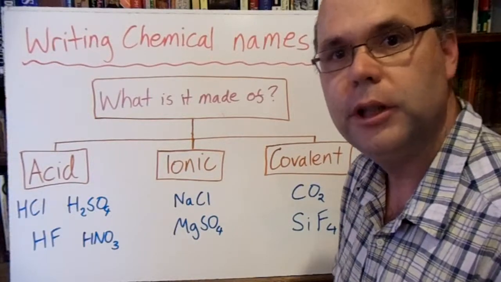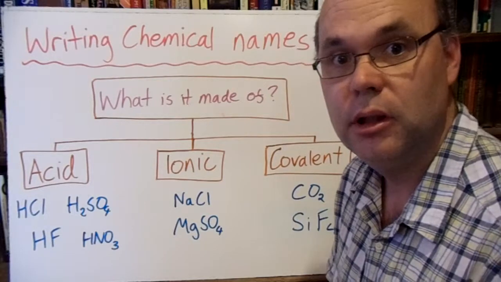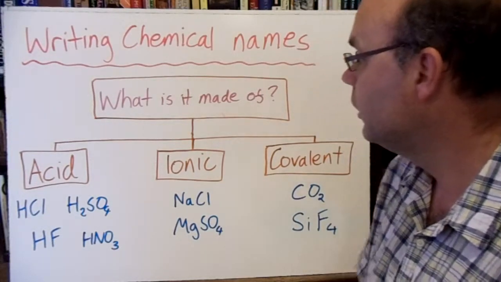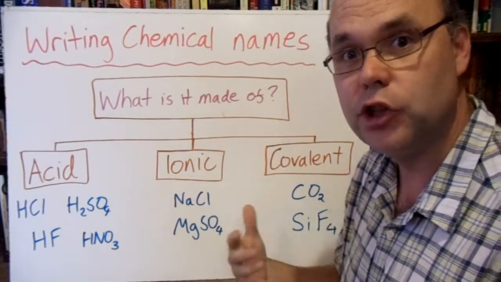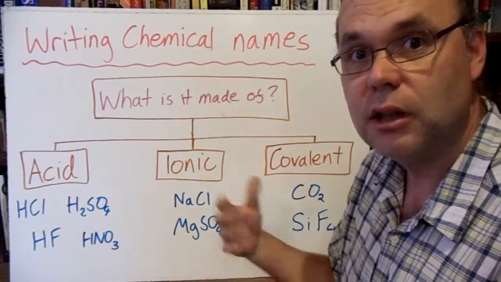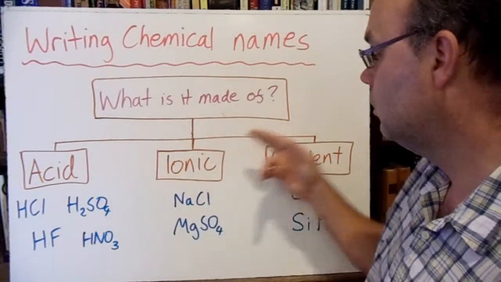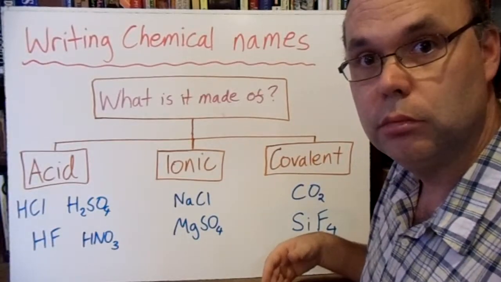When you have the formula of a chemical and you want to write or say its name, you need to look at the formula and see what it's made of. It's all about what it's made of. There are different rules, different conventions for different types of chemical. These are 3 of the types of chemical that there are rules for.